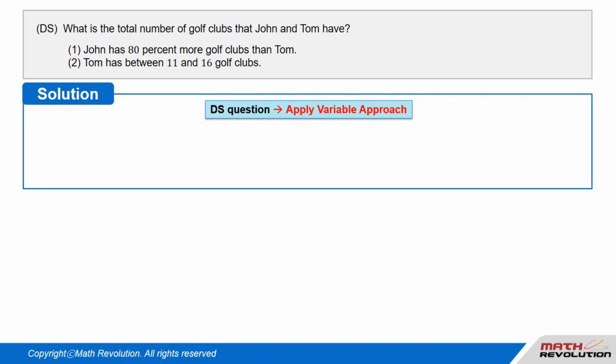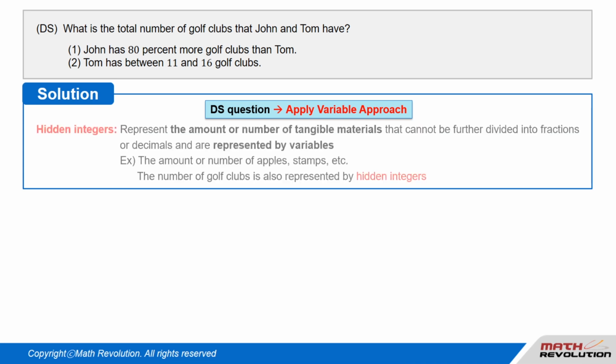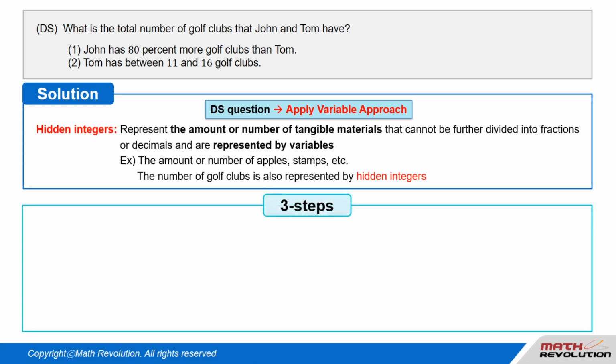Solution. Now let's solve this DS question using the variable approach. Hidden integers. Hidden integers represent the amount or number of tangible materials that cannot be further divided into fractions or decimals, i.e., the amount or number of apples, stamps, etc., and are represented by variables. The number of golf clubs is also represented by a hidden integer. Let's apply the 3 steps suggested previously.